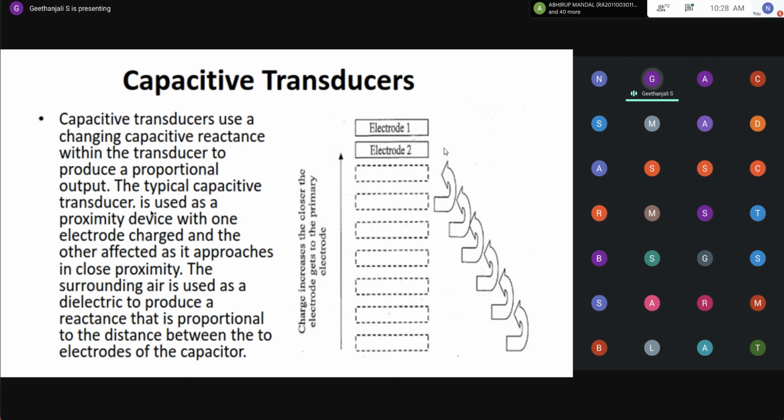So the capacitive transducers use changing capacitive reactance within the transducer to produce a proportional output. This is the role of the capacitive transducers. They use a changing capacitive reactance within the transducer to produce a proportional output.